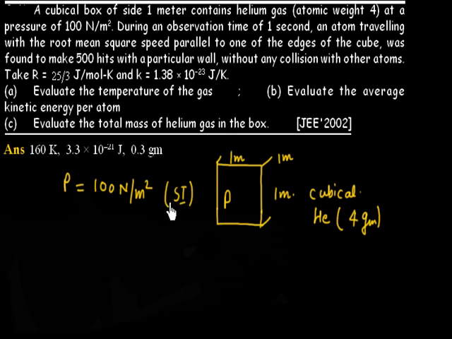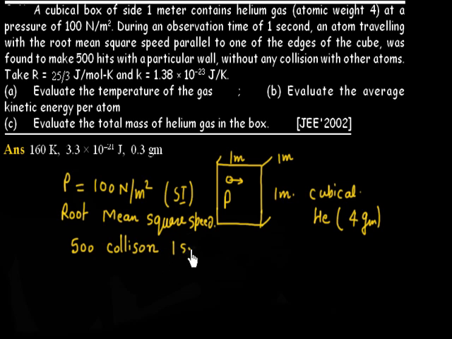Now see, the question says there is a molecule that is moving parallel to one of the sides and makes 500 collisions in 1 second. So this is the root mean square speed parallel to one of the edges. So this says something about root mean square speed. You see, it makes 500 collisions in 1 second.